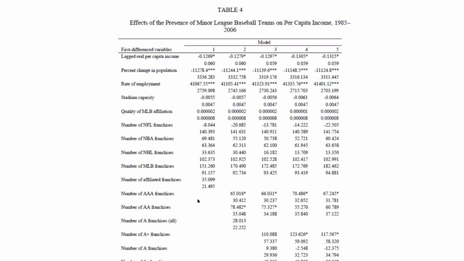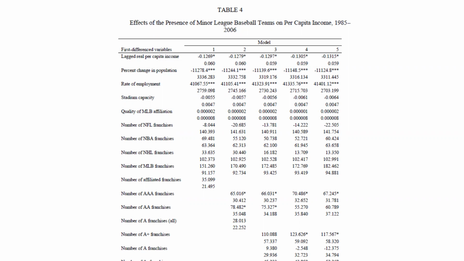However, when we look at AAA, and in a couple specifications it looks like the AA teams as well, we see that having a AAA or AA franchise in your city actually does increase per capita income. And it's only, what, $65, $75? But if that's per capita, that's per person, take that, multiply it by the number of people in the area, that could be a substantial amount of money.